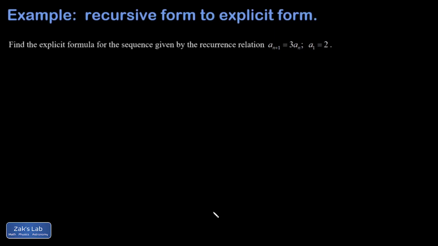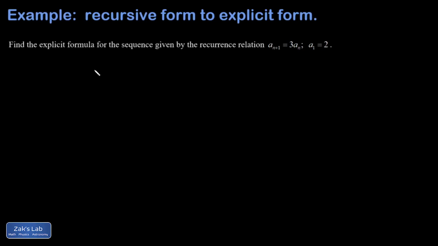In this problem, I'm trying to get an explicit formula for a sequence that's given to us as a recursive formula. And the way I normally like to start this is by writing it in expanded form, and then we'll just try to recognize a pattern and then try to cook it all into an explicit formula.